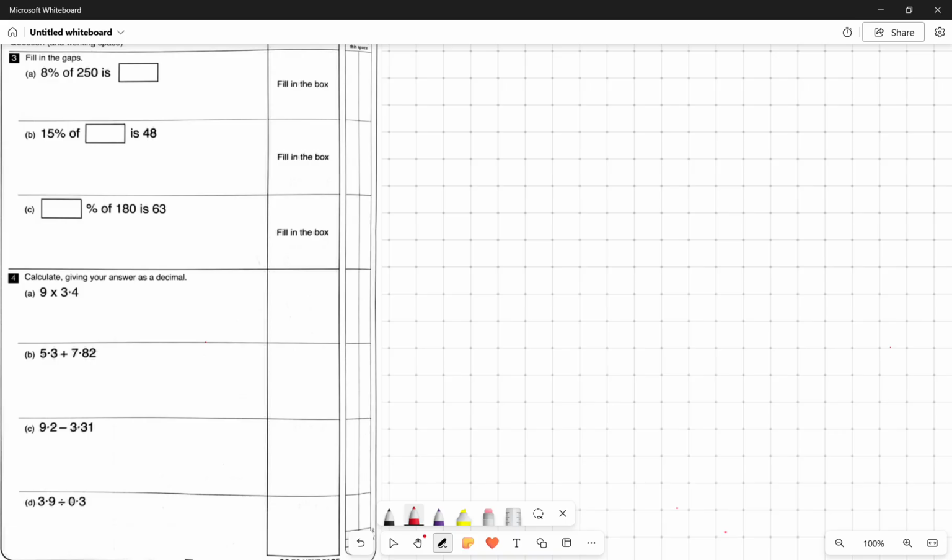So we're gonna solve question number 3 and question number 4. Question number 3 is based on percent and question number 4 is based on decimals. We're gonna recap the topic quickly as well. So first we go for the percent.